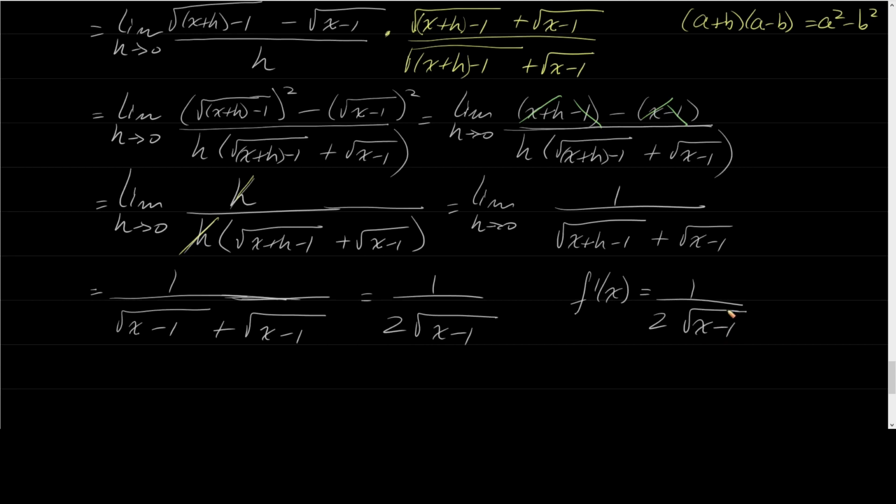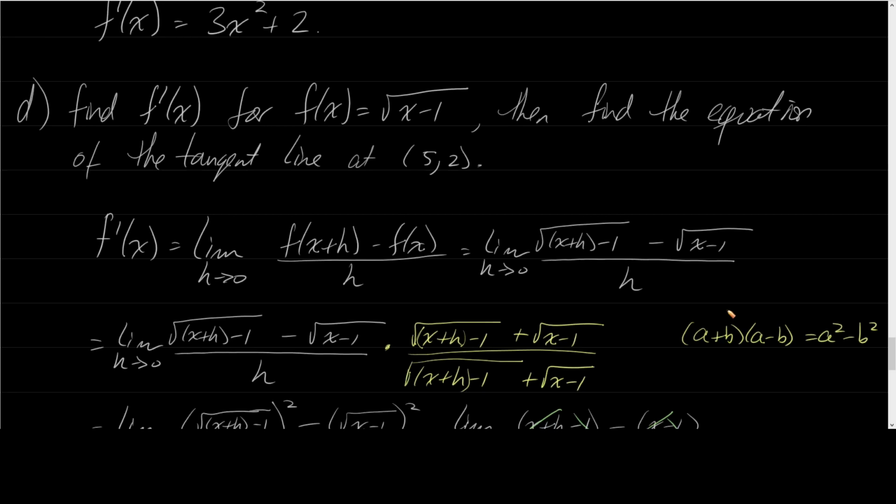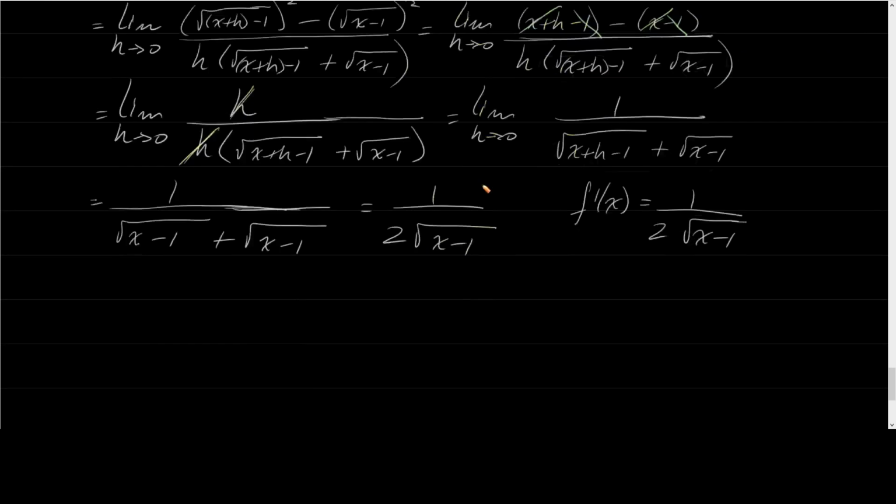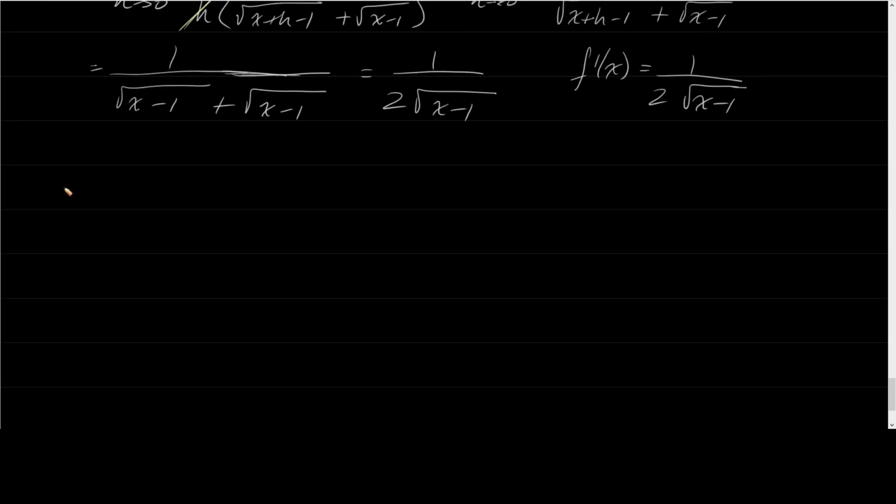But that's not all that we wanted here. That was the first part, find f prime, right? That's what we did. But now we need to find the equation of the tangent line at (5, 2). All right, so let's see what happens. First, let's figure out what the slope is. We're going to figure out the slope at the point (5, 2), which is f prime of x, but in this case we're going to be plugging in the x value.